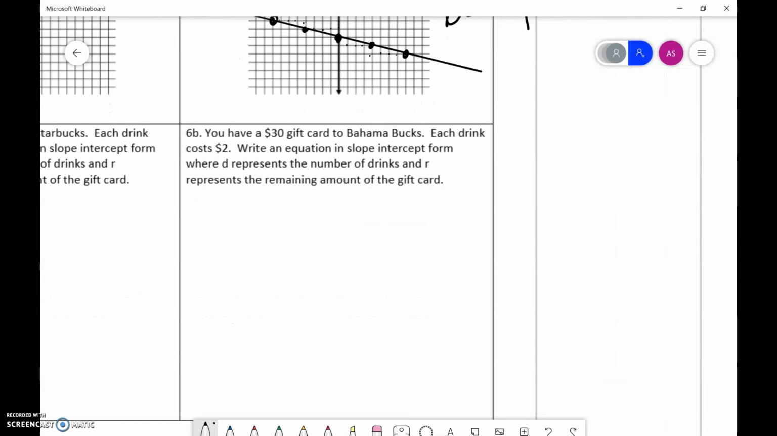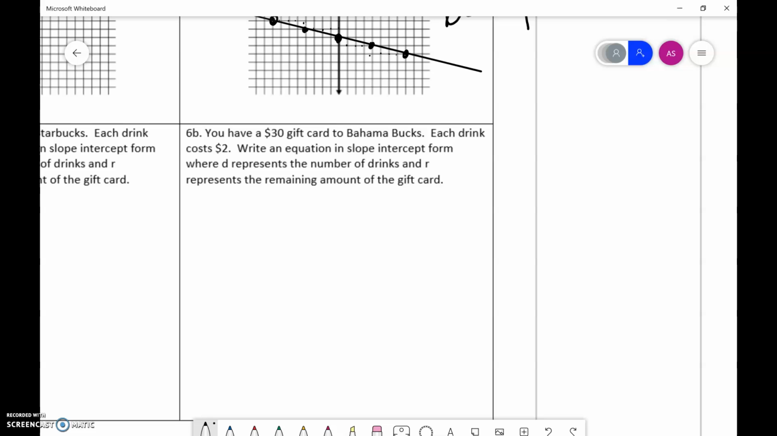So it says you have a $30 gift card to Bahama Bucks. Each drink costs $2. Write an equation in slope-intercept form where D represents the number of drinks and R represents the remaining amount on the gift card. So basically, one thing I like to do is think about what the problem means before I even start doing stuff related to math. So basically, we got a gift card to Bahama Bucks. If you've been, it's awesome.